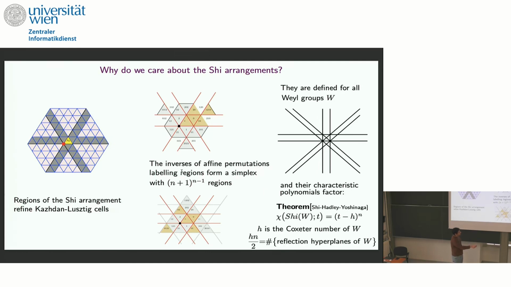The characteristic polynomial there is (t minus h) to the n. h is the Coxeter number, but it's also like a hyperplane arrangement invariant. So h times n over 2 is the number of hyperplanes. So you can understand what this is without knowing Coxeter groups.